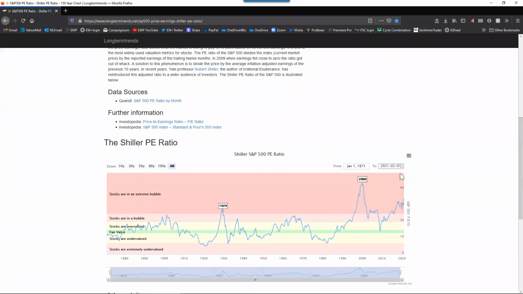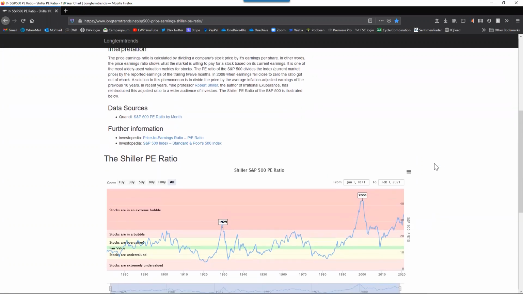I wonder if I can set that to the 14th and see if that can bring in just a little more data. No, it's just monthly data. It's a monthly chart.